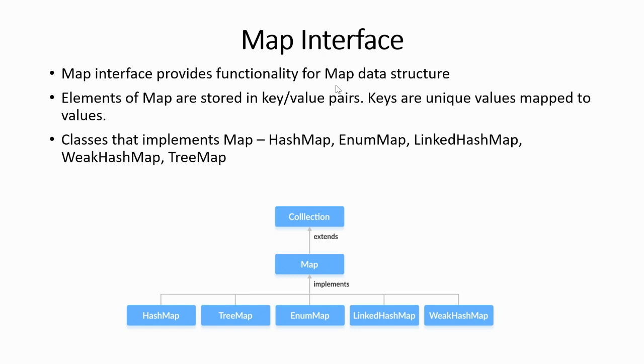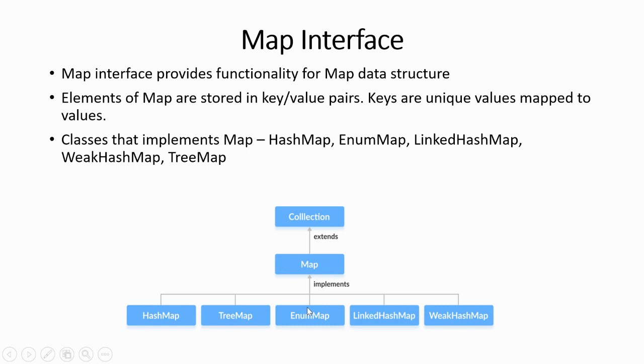So what are the classes that implement this Map interface? One of them is HashMap. Then we have EnumMap, LinkedHashMap, WeakHashMap, and TreeMap. We are going to see all of these one by one. In this diagram, the Map interface extends the Collection interface, and these are the classes at the bottom that implement the Map interface.